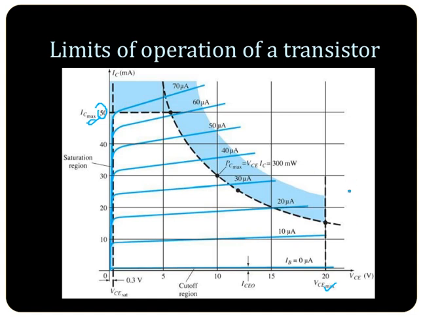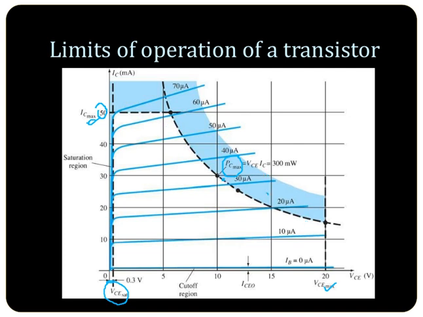Then maximum VCE is the breakdown common emitter voltage. That is, beyond this VCE max, the transistor may go to breakdown if the reverse bias is increased beyond it. Then VCE SAT gives you the saturation voltage; below this VCE SAT the transistor goes to saturation. And the maximum power dissipation, PC, is found using VCE into IC, and this curve shows the maximum power dissipation.